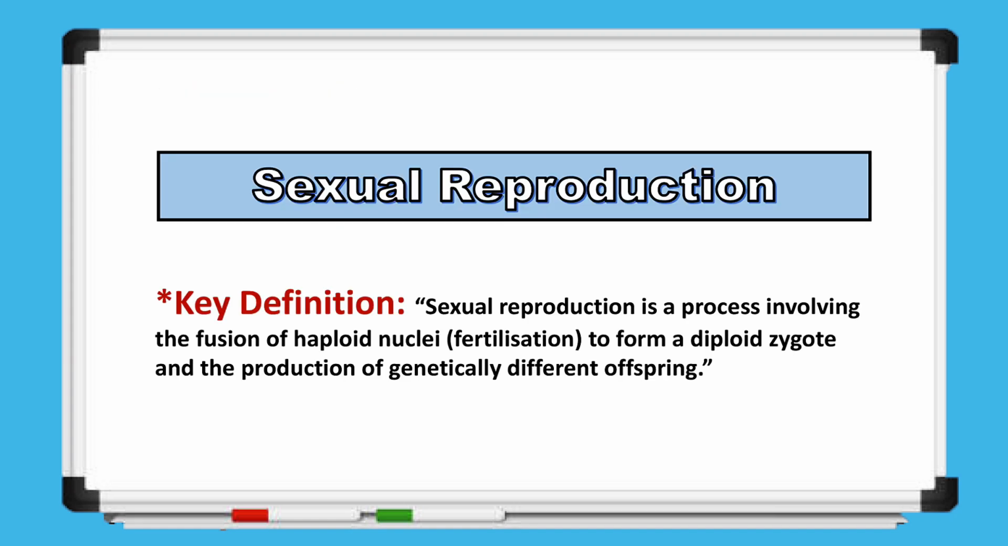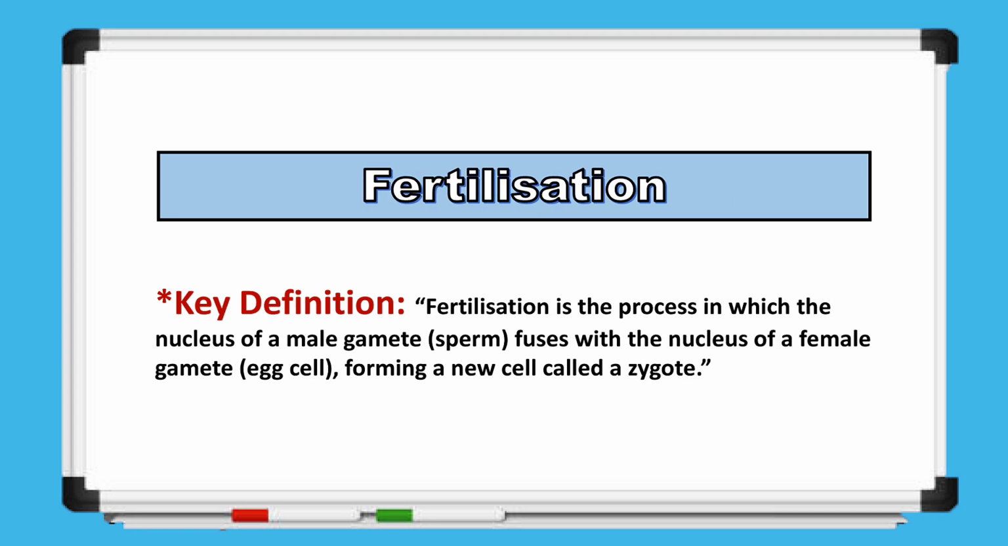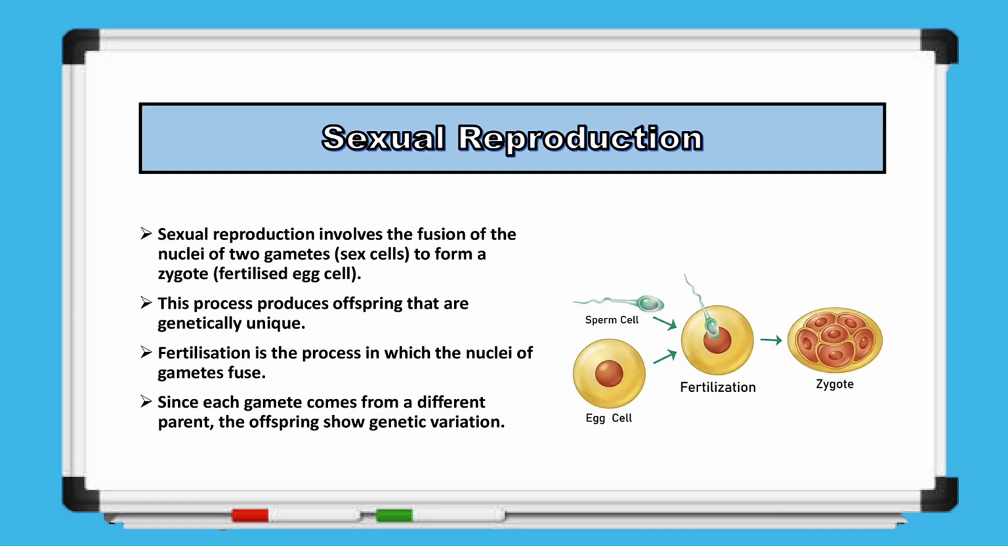Sexual reproduction is the process in which haploid nuclei fuse during fertilization to form a diploid zygote, producing offspring that are genetically different from their parents. Fertilization refers to the process in sexual reproduction where the nucleus of a male gamete, the sperm, fuses with the nucleus of a female gamete, the egg, to form a new cell called a zygote. Therefore, sexual reproduction involves the fusion of the nuclei of two gametes, a sperm and an egg, to form a zygote, or fertilized egg. This process produces offspring that are genetically unique.